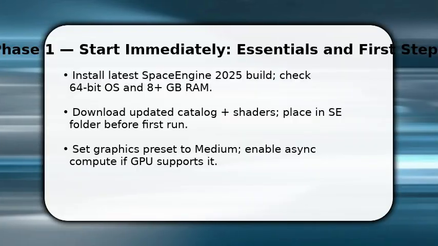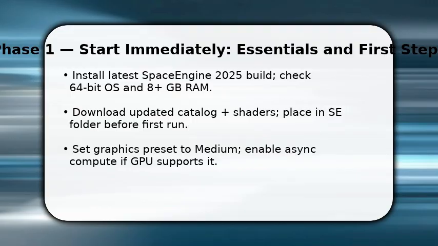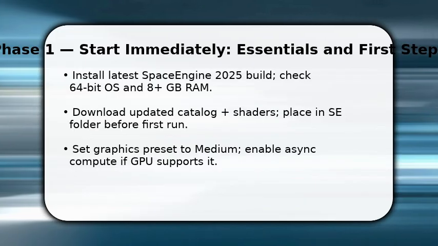You start by installing Space Engine 2025 and confirming the essentials: 64-bit OS and at least 8 GB of RAM. Once done, download the updated Star Catalog and Shader Pack and place them into the Space Engine directory before launching.